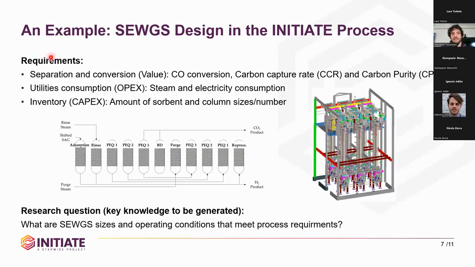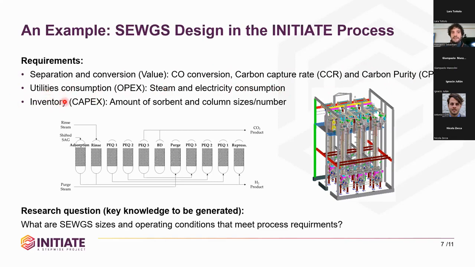So then, if this is our concept, what are our requirements to really make this technology applicable? For instance, we can list 3 high-level requirements, which look at the technological performance of the equipment, so its ability to separate the chemical species and convert the CO to hydrogen, and we can measure that through specific KPIs for the equipment itself, like the CO conversion, the carbon capture rate, and the carbon purity. But as well, look at the utilities consumption that relates to the OPEX, but also to the energy emissions and to the overall LCA of the system.